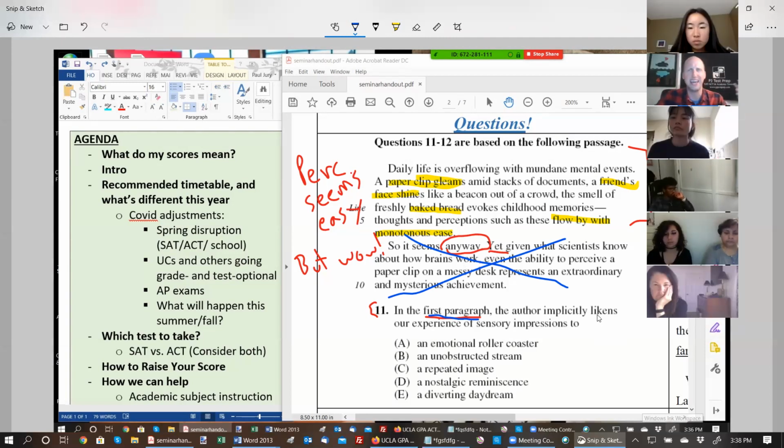The author implicitly likens, you mean compares? So the author is saying that these different things, this paperclip, these friend's face, the freshly baked bread smell, well, what is he saying? Let me try to put this in my own words. He's just saying, like, they're not that hard. Like, perceiving these things is no big deal. I look around the room and I see, hey, a map, hey, a door, hey, a person, hey, a computer. It's not that big a deal. The fact that the scientists think it's cool, that's irrelevant. That's not what they're saying in the first paragraph. That's in the second paragraph.